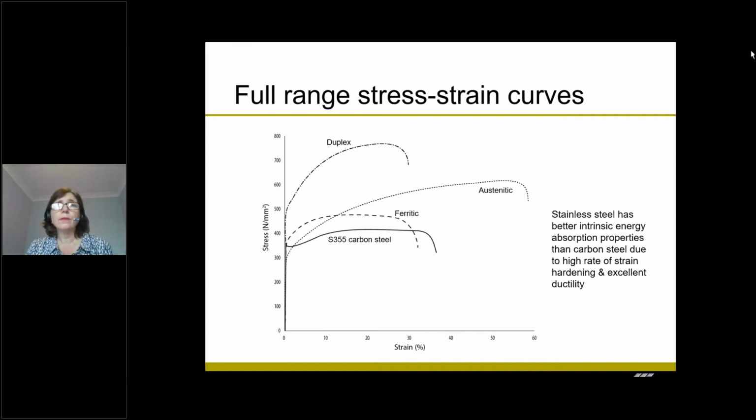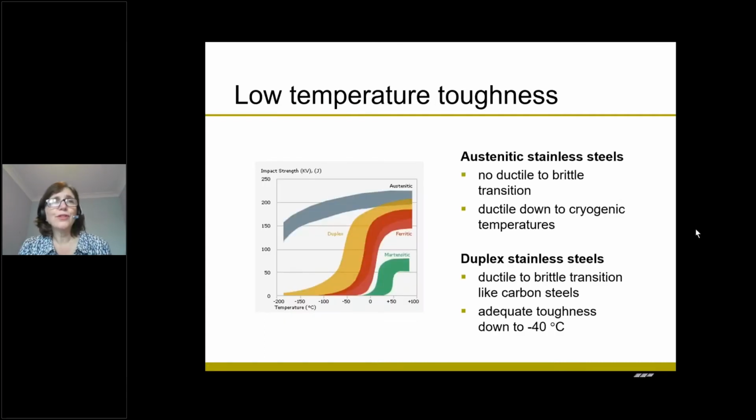So moving on, I wanted to show you this slide about the low temperature toughness. It's important to have good low temperature toughness for external structures like bridges. And this shows the toughness properties vary depending on the family of stainless steels.